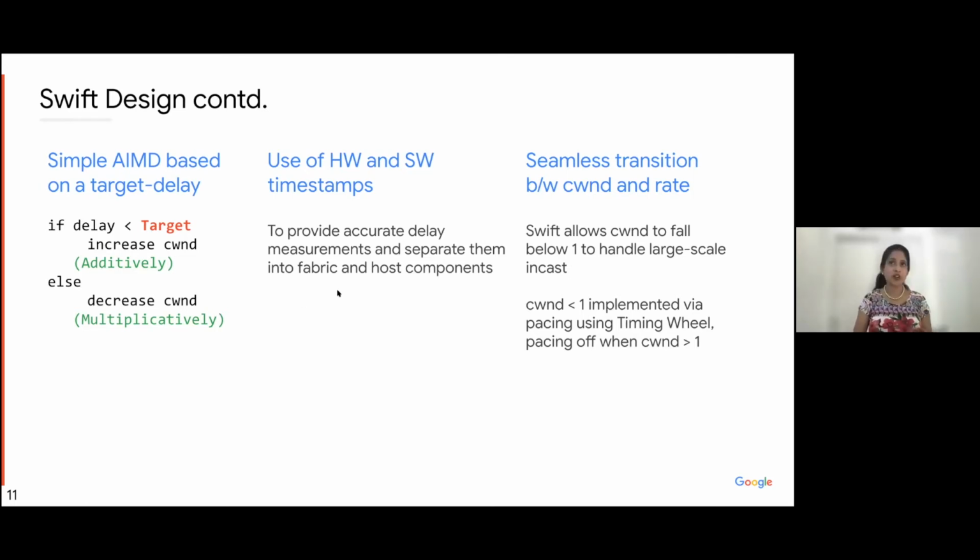And we've already talked about the use of the hardware and software timestamps. It uses a combination of them to be able to decompose the delays at different segments in the fabric and the hosts. And the third point on the slide is that Swift seamlessly transitions between congestion window and rate. Most of the time it operates in the congestion window mode.